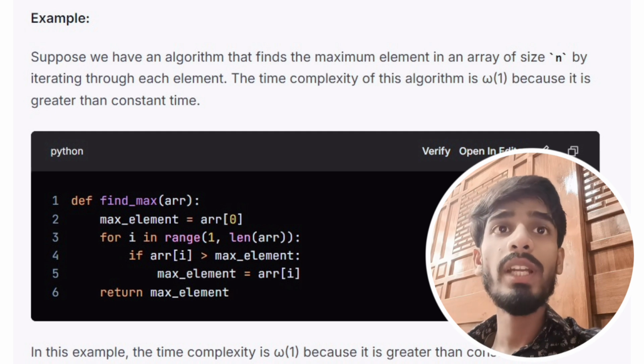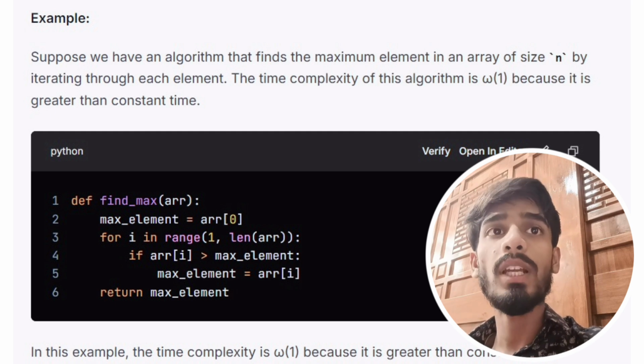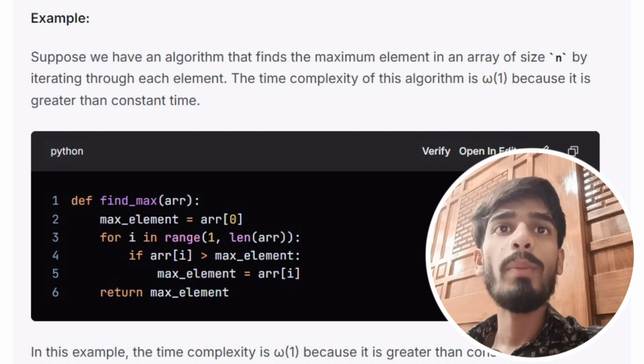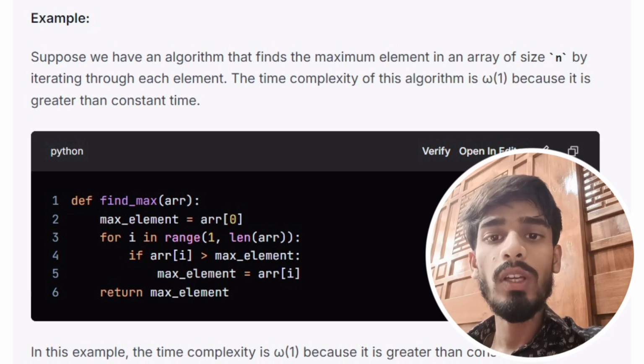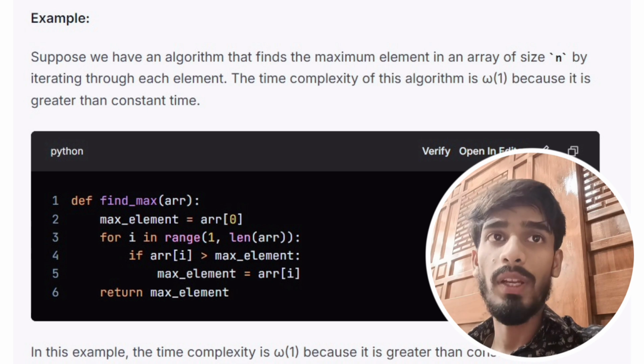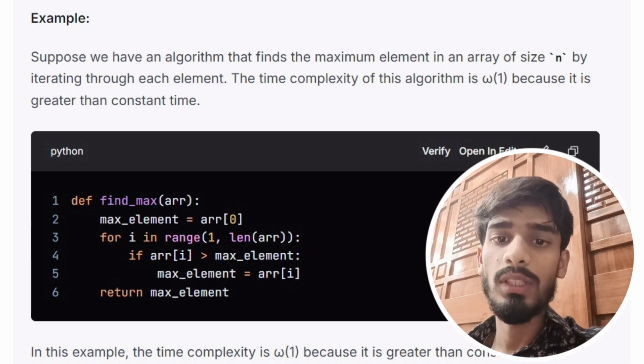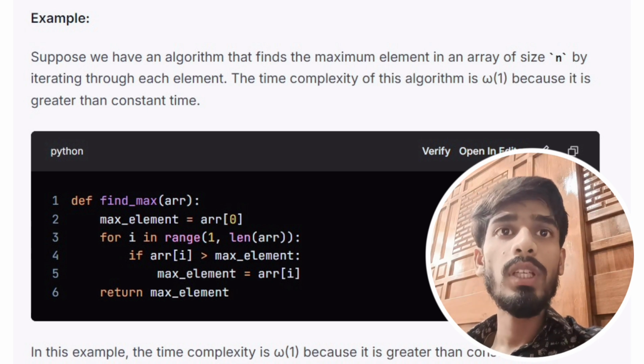Let us suppose we have an algorithm that finds the maximum element in an array of size n by iterating through each element. The time complexity of this algorithm is small omega of 1 because it is greater than constant time. So here is a Python code.